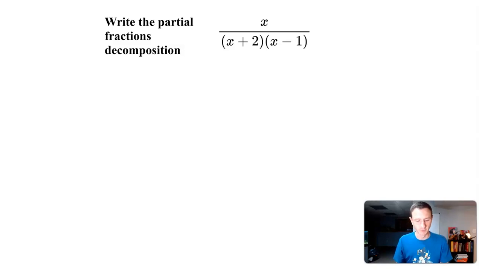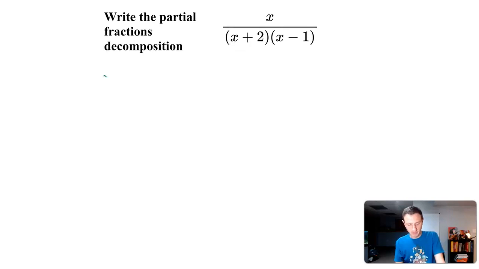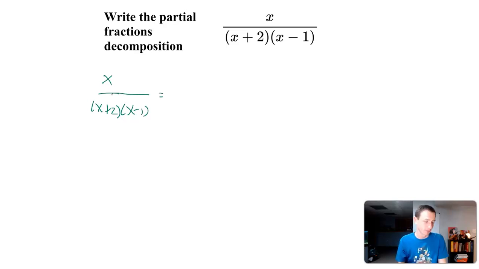In this video, we're going to write the partial fractions decomposition of this problem here. So we have x over (x plus 2) times (x minus 1). What I want to do is set this up as x over (x plus 2) times (x minus 1). And this is already factored for us, so this really helps us out a lot. If it wasn't factored, we'd have to factor it and then work from there, but this is already factored.